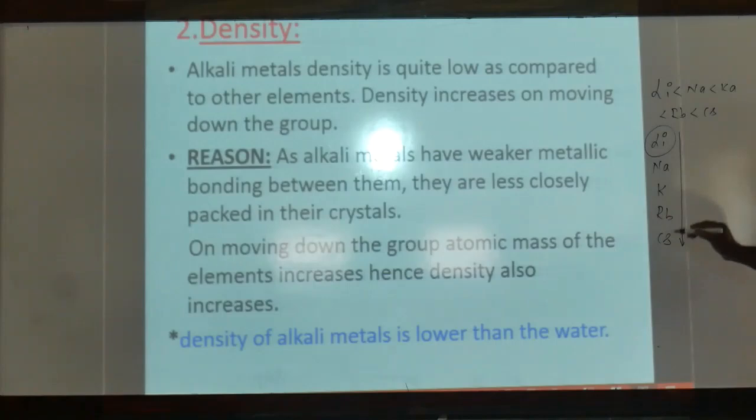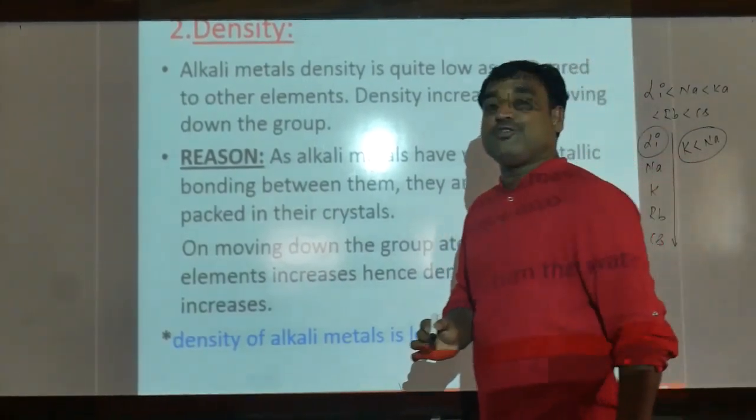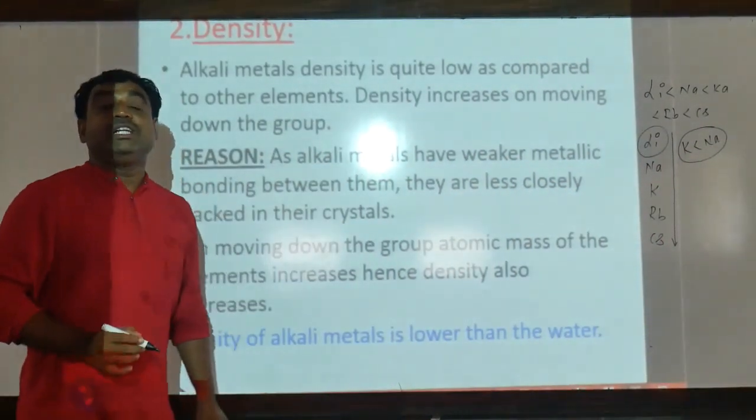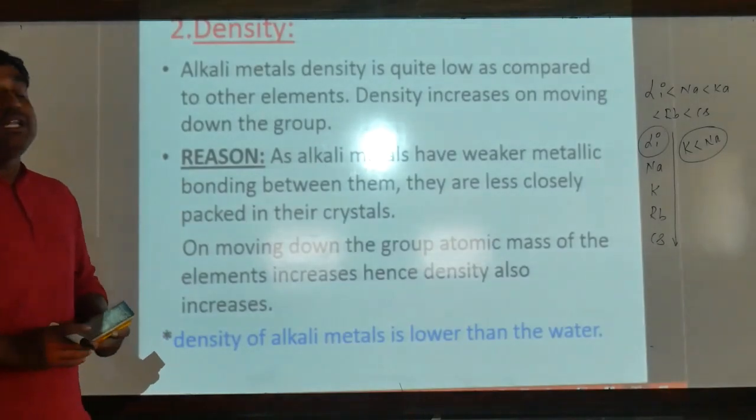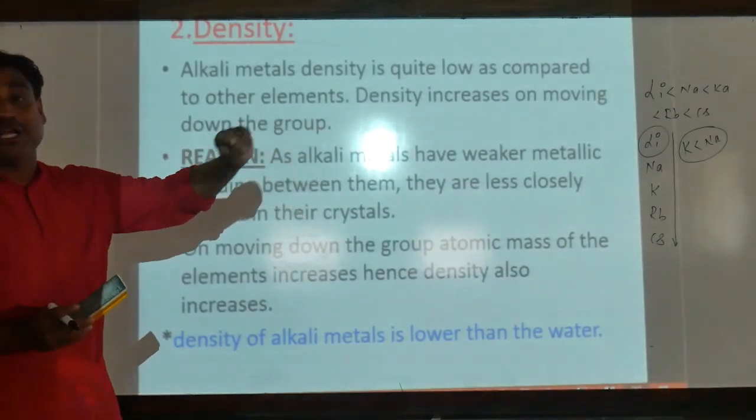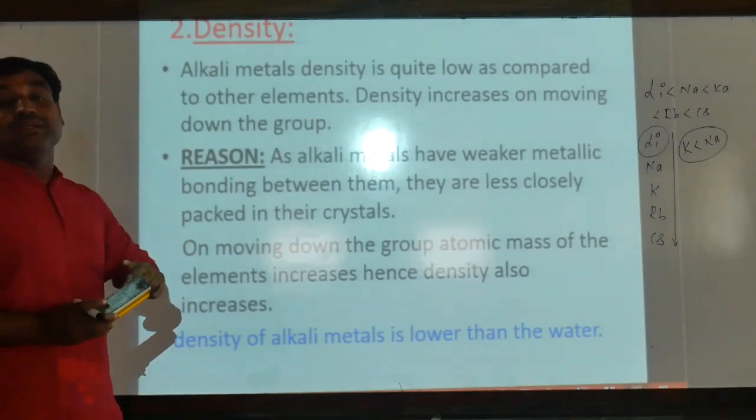So there is an exception here. Sodium should be less dense than potassium, but the thing is that potassium is less dense than sodium. The reason is that if we write the electronic configuration of potassium, a D subshell will be there in potassium, but in the case of sodium, the D subshell is not there.